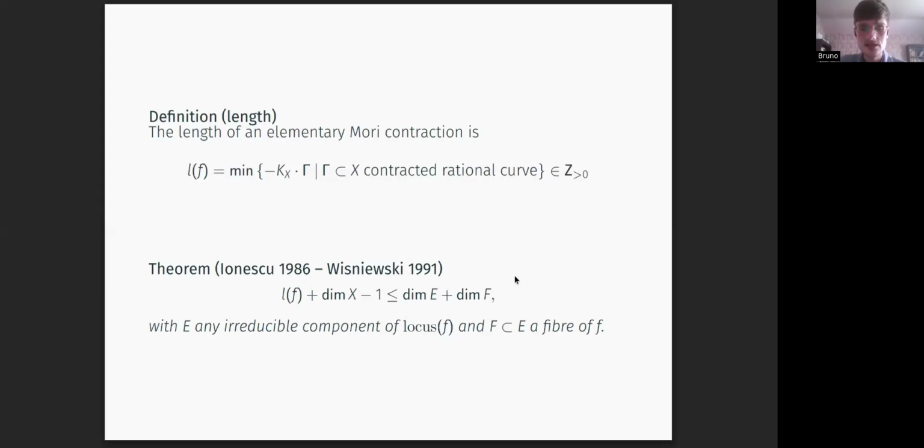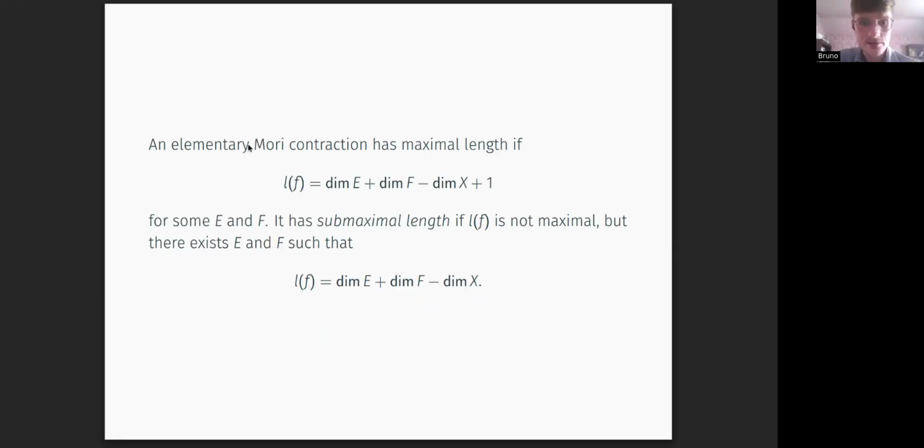Okay, and this inequality gives rise to the notion of contraction of maximal length. That's the case where the inequality is met, right? And also the notion of contraction of submaximal length. That's not the case where the length of F is maximal, but the case where the length of F is equal to its upper bound minus 1. Okay, as I specify here: if there exist E and F such that the equality is met, then I say that the length is maximal, and I say that it is submaximal if it's equal to its upper bound minus 1. All right. Well, I can consider also other cases, for instance, and so on.